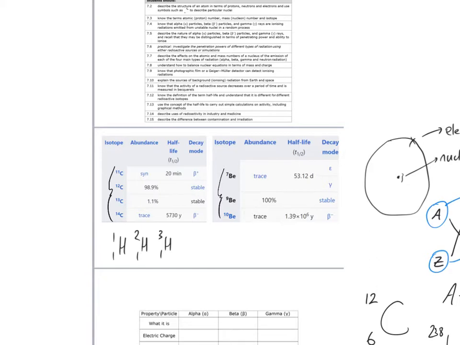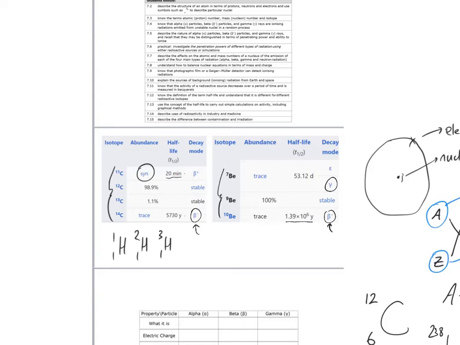You can see here, what's quite nice is it tells you the abundances. Syn, by the way, means it's synthetic. It can only be man-made. You'll notice that there's a difference in what's called the half-life, and we're going to come to this later on. It varies between 20 minutes for carbon-11 and 1.39 times 10 to the 6 years, or 1.4 million years, for beryllium-10. It also tells you the decay mode, or what type of radiation each of these decays by.